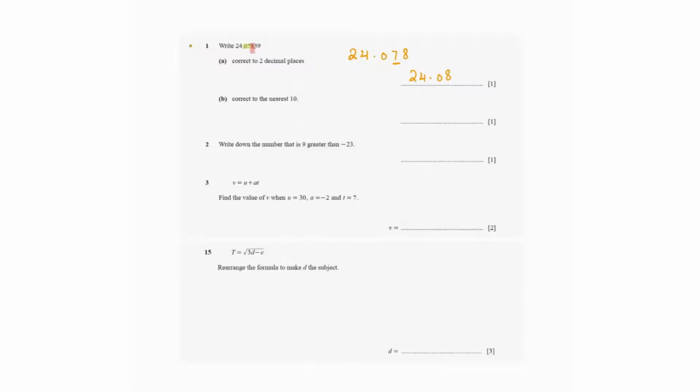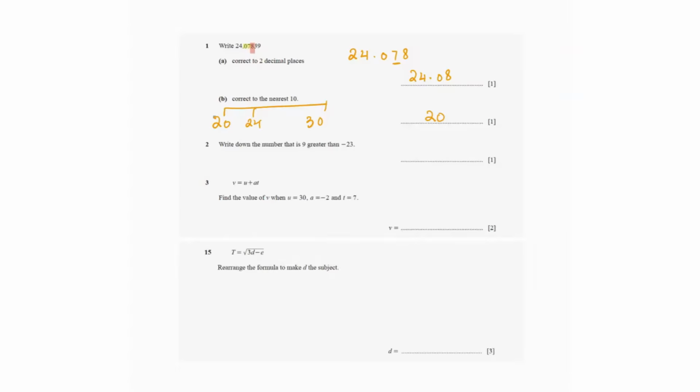If 8 was less than 5, let's say it was 3, then it would be 24.07. It will not change. So for rounding correct to the nearest 10, we need to see what 24 is between. So 24 is between 20 and 30 because we're talking about tens. So 24 is closer to 20 because it's less than 25. Since 24.07839 is closer to 20, that means rounded correct to the nearest 10 is going to be 20. If it was more than 25, then it would be 30. So it depends on the tens value because we're focusing on rounding to the nearest 10. So the nearest ten is going to be between 20 and 30.